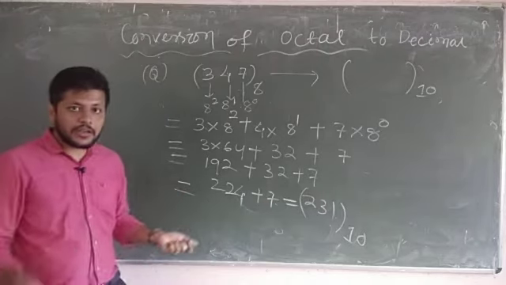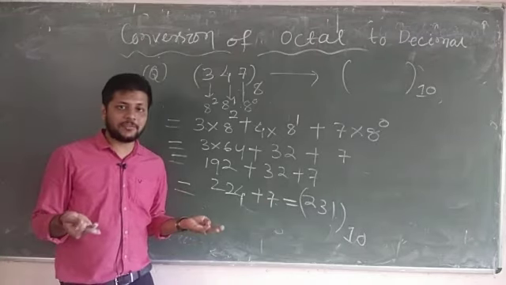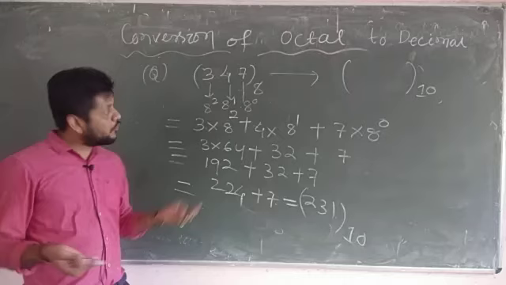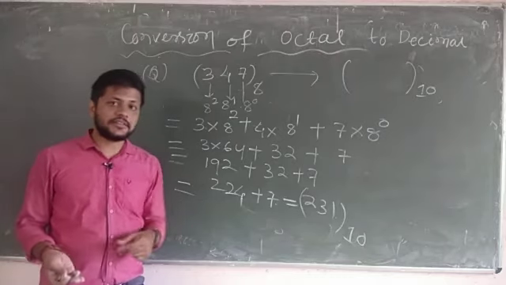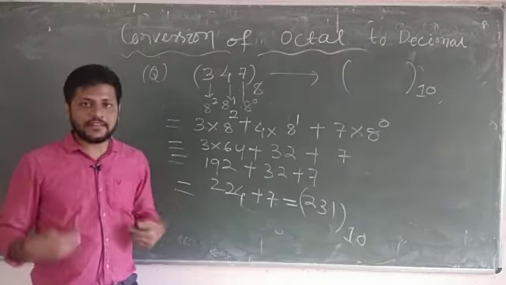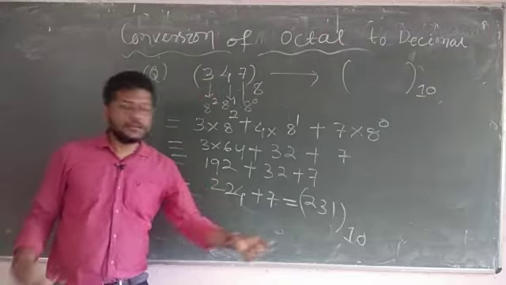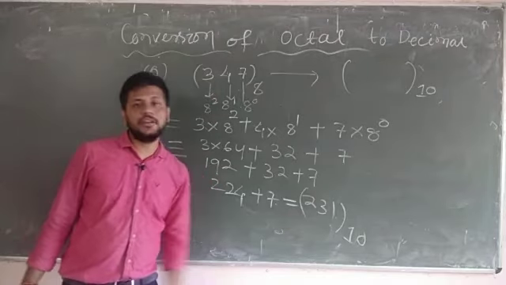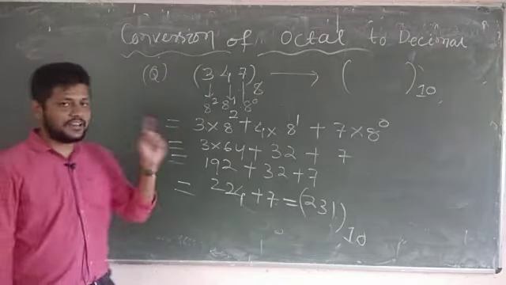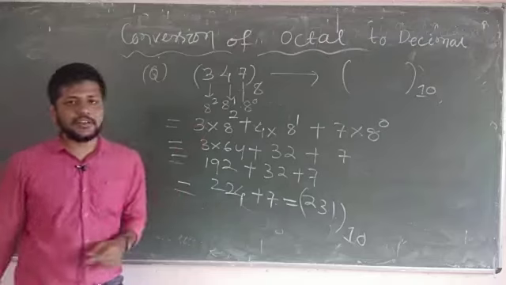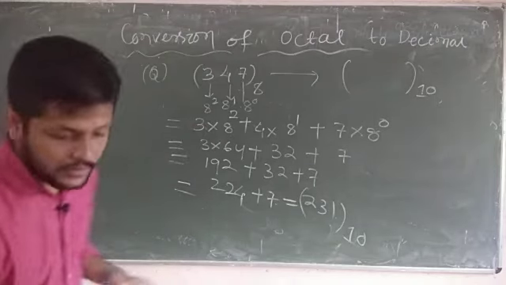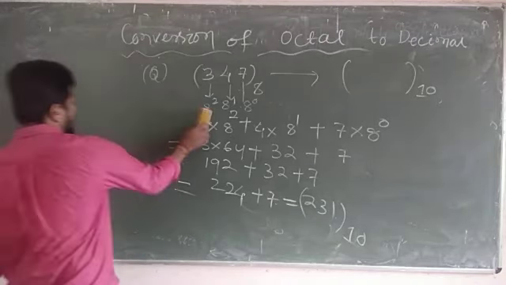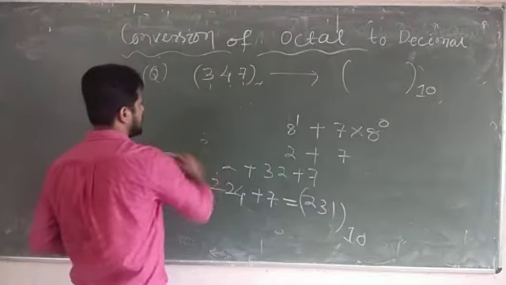Obviously, as I explained in the last class, when the base increases, the digits inside the number will be decreasing. So here the number is 347, and after the conversion the number is 231 in the decimal number system. 347 given is in the octal number system. Then I am going to solve another question, and then I will give you some homework.